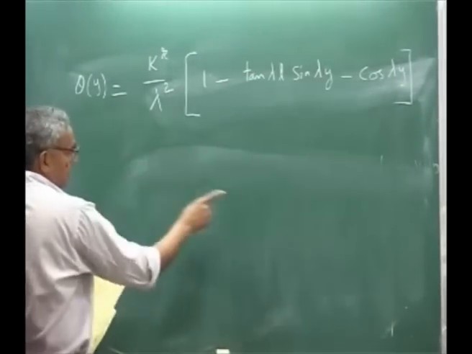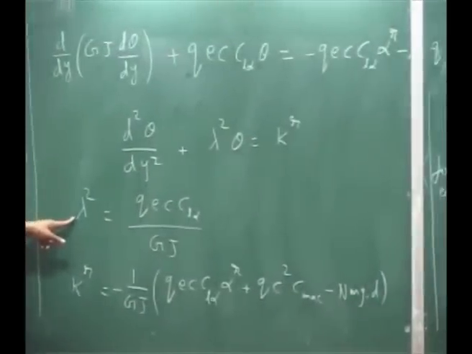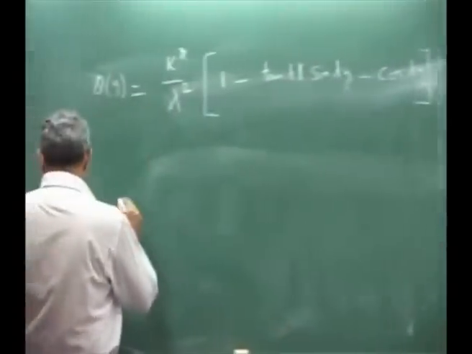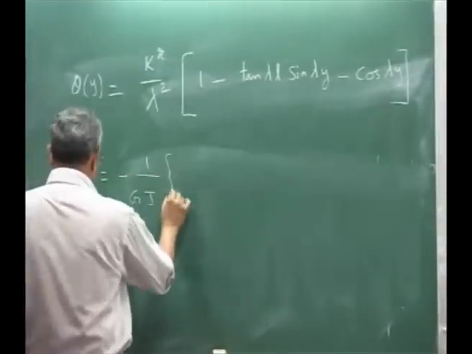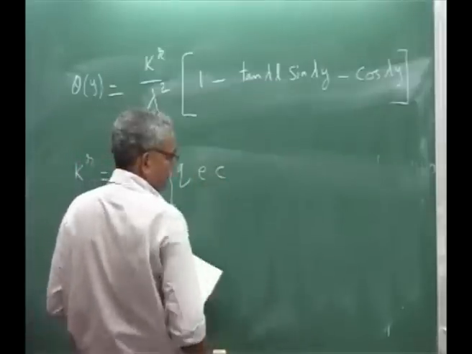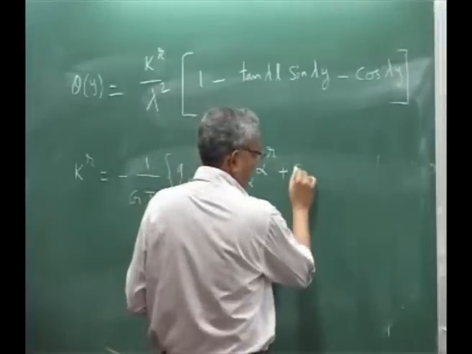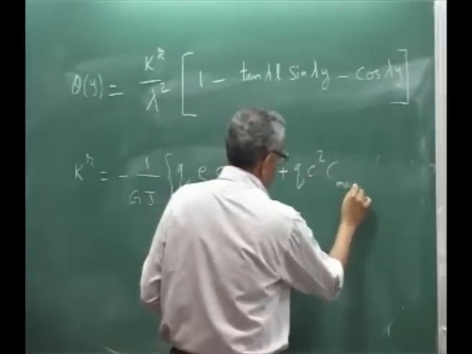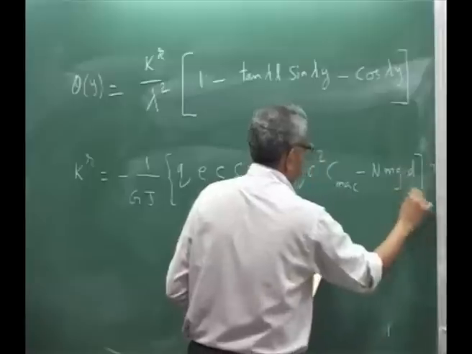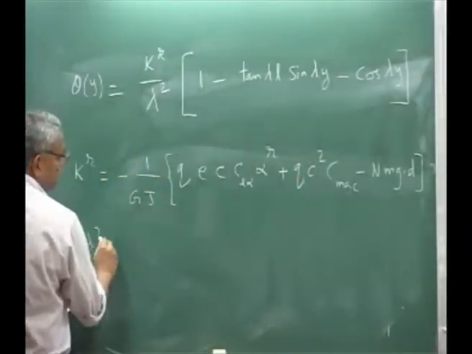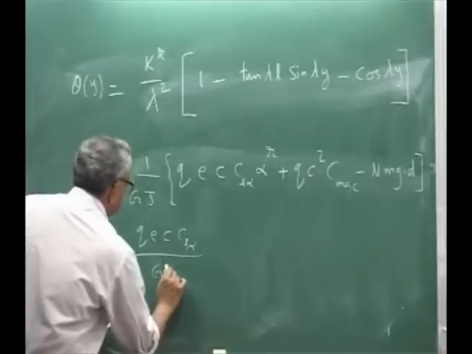Okay, and you know what kr is. Kr is given here and lambda square is given here. So I will write it here so that kr becomes minus 1 over GJ, q e c C L alpha rigid plus q c square C mac minus n m g d. And your lambda square is q e c C L alpha over beta.